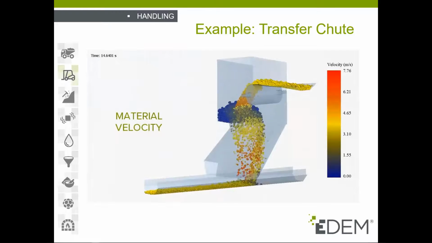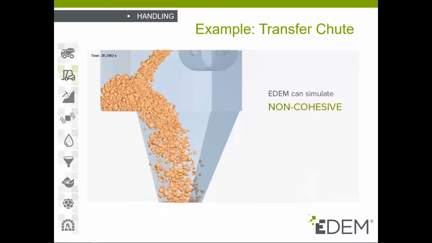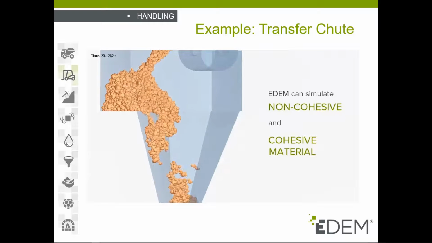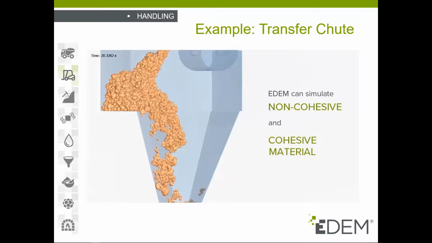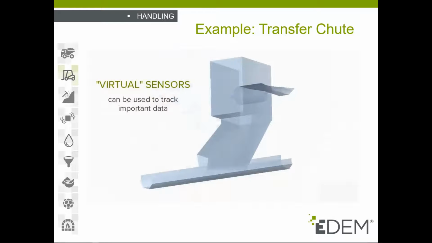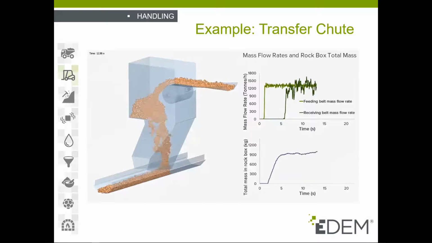So you can simulate and compare the behavior of different types of material. For example, in this video, we can see non-cohesive material and cohesive and see how that affects the flow and the equipment. You can also track data by using virtual sensors. For example, mass flow in a particular region and determine the total mass and segregation, as this video is showing.